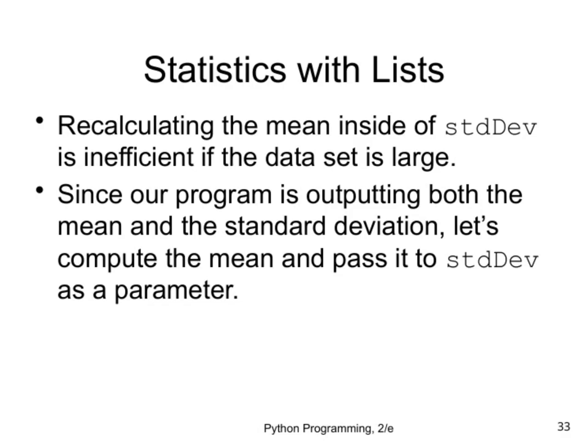Recalculating the mean inside of std_dev is inefficient if the data set is large. Since our program is outputting both the mean and the standard deviation, let's compute the mean first and then pass it to std_dev as a parameter. This approach helps us avoid redundant calculations, making our code more efficient, especially with big data sets. Remember, when working with lists in Python, reusing already computed values can save a lot of processing time. This is a good example of how understanding the flow of data and optimizing calculations can improve overall performance in our statistical programs. It ties back to our overall theme of writing efficient, effective Python code for handling data.